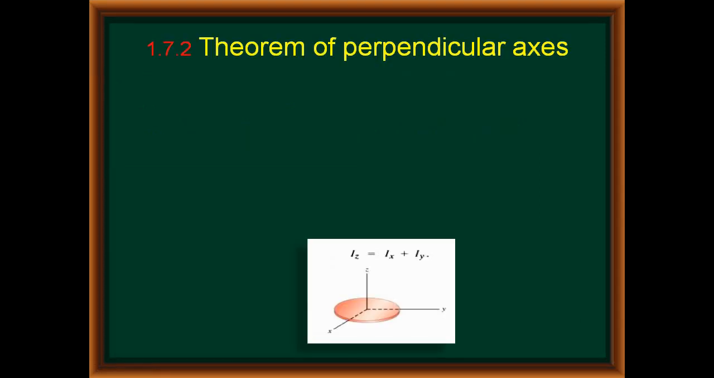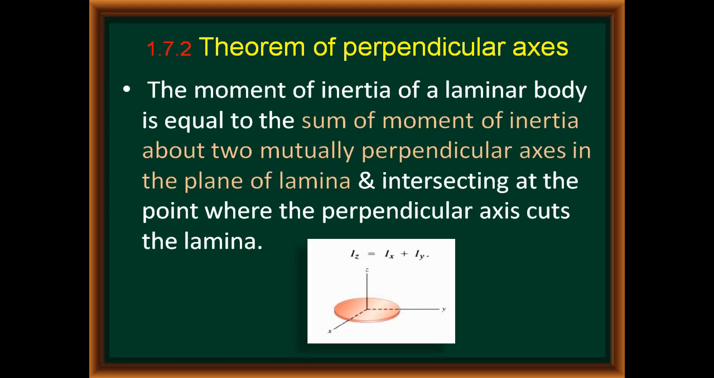The theorem of the perpendicular axis. This is the important theorem to find the moment of inertia about an axis of rotation which is perpendicular to the other two axes of rotations. The moment of inertia of a laminar body is equal to the sum of moment of inertia about two mutually perpendicular axes in the plane of the lamina and intersecting at the point where the perpendicular axis cuts the lamina.